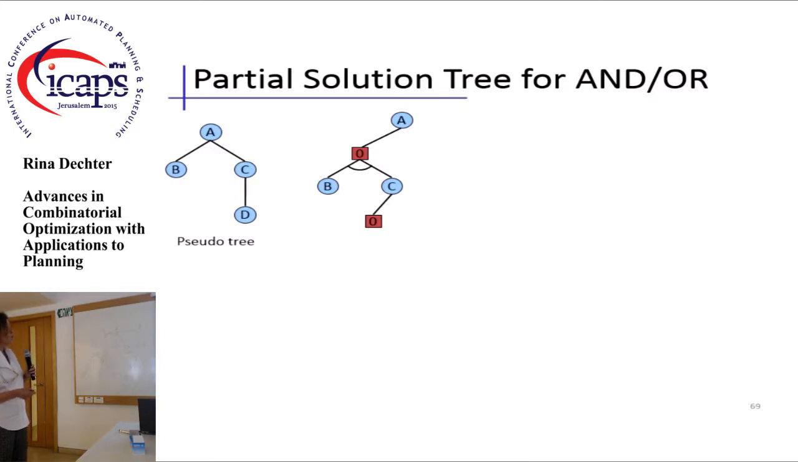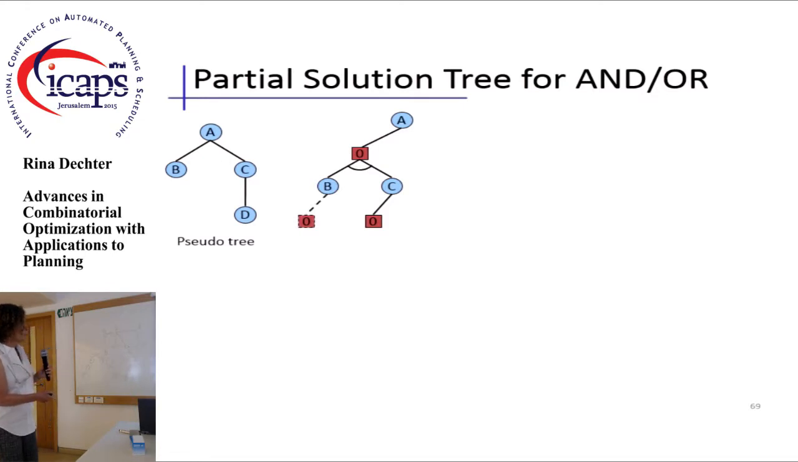Here, if this is a pseudo tree that guides our search space, when you know the pseudo tree, you have an image of the whole search space. Then you have a partial solution tree when you are doing searching. So let's say that you expand A, you have zero, and now you expand this AND node and two nodes below it, and you expand this. So this is a partial solution tree, and you need to continue.